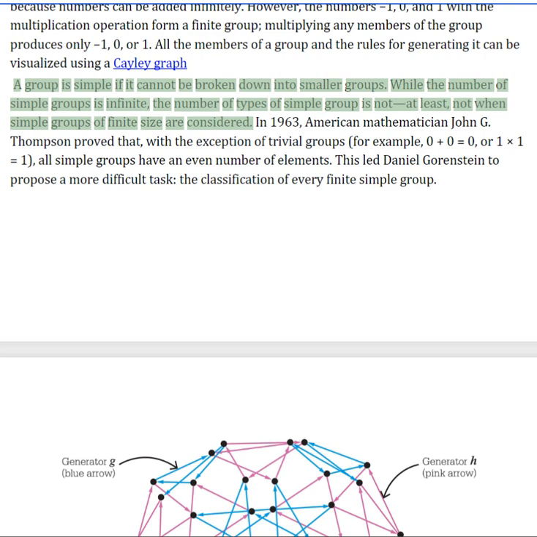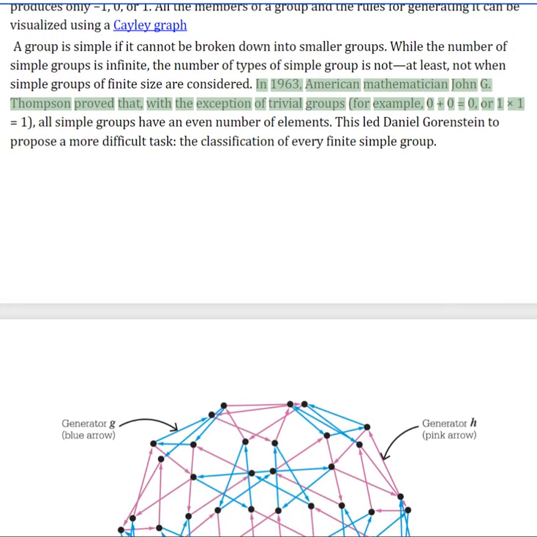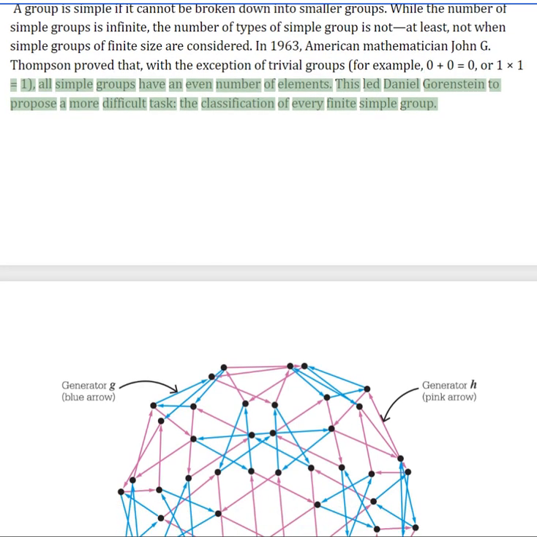While the number of simple groups is infinite, the number of types of simple group is not, at least not when simple groups of finite size are considered. In 1963, American mathematician John G. Thompson proved that, with the exception of trivial groups, for example, 0 plus 0 is equal to 0, or 1 times 1 equals 1, all simple groups have an even number of elements. This led Daniel Gorenstein to propose a more difficult task, the classification of every finite simple group.